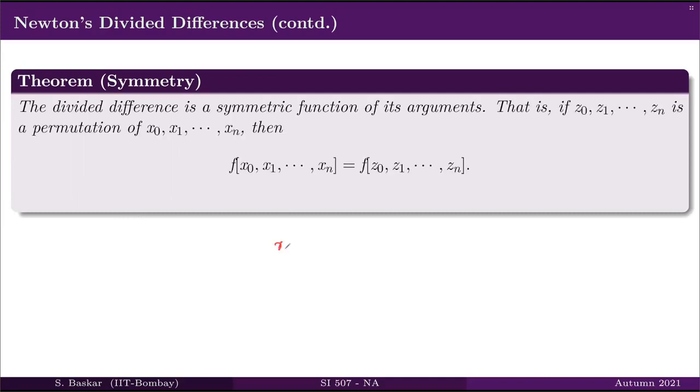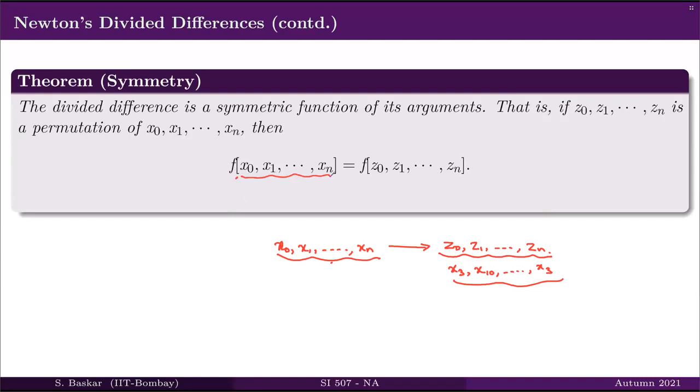You take x0, x1 up to xn, you permute them in any way you want, and the new numbers, let us denote by z0, z1, and so on up to zn. It may be that z0 is nothing but x3, z1 is nothing but x10, like that. So you just shuffle these numbers and call that newly arranged set z0, z1, z2 up to zn. Any way you can do. Then the property says that the divided difference with these nodes will be the same as the divided difference with these nodes.